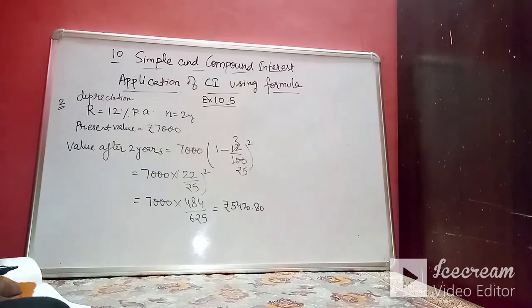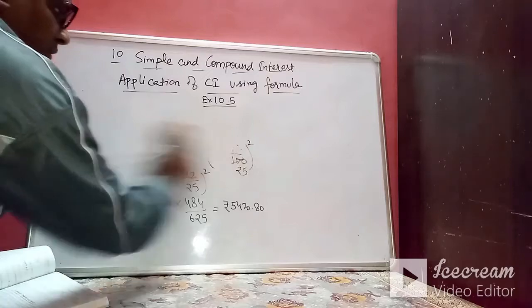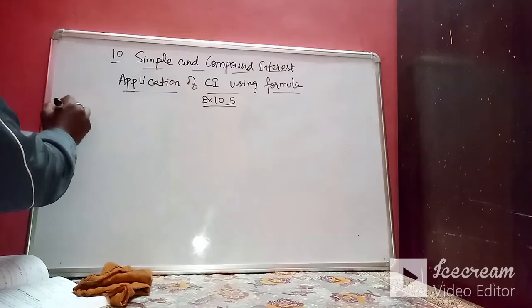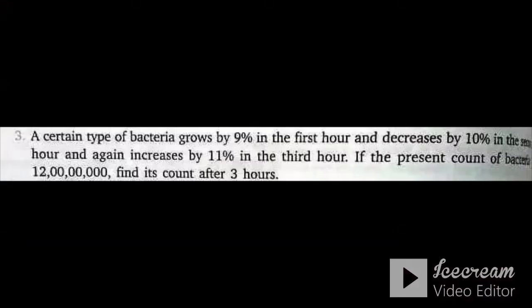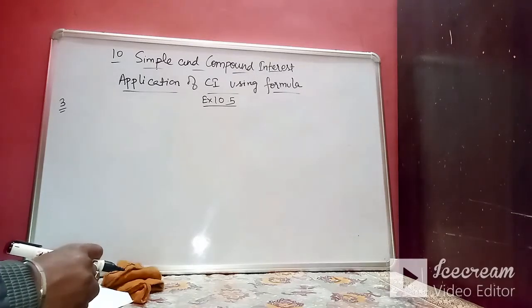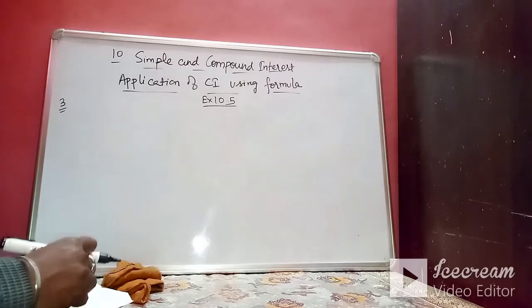Then in question number 3, a certain type of bacteria grows by 9% in the first hour, decreases by 10% in the second, and again increases by 11% in the third hour. So this question consists of increase, then decrease, and then increase.